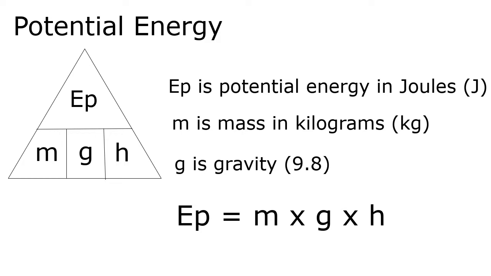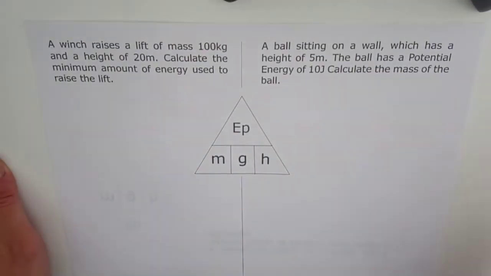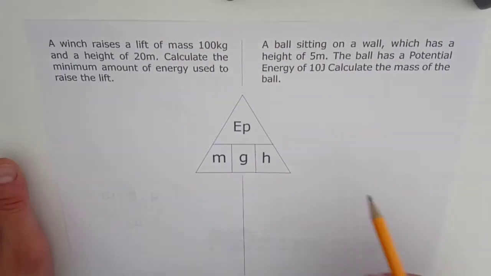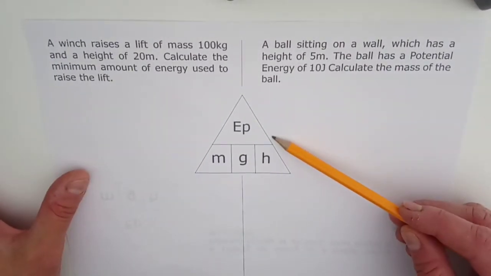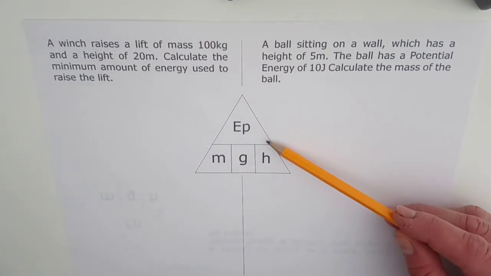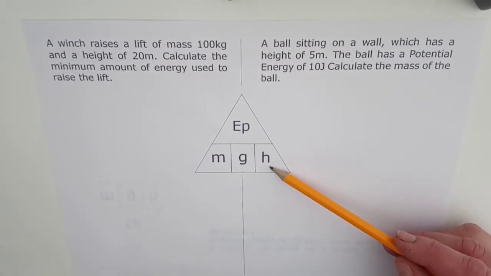Anyway, we're going to use this formula now to show three different ways of solving particular problems that would come up with this. So we'll have a look at that now. I'm going to run through three potential energy problems, just looking at the formula we just saw. Potential energy is equal to mass times gravity times height.